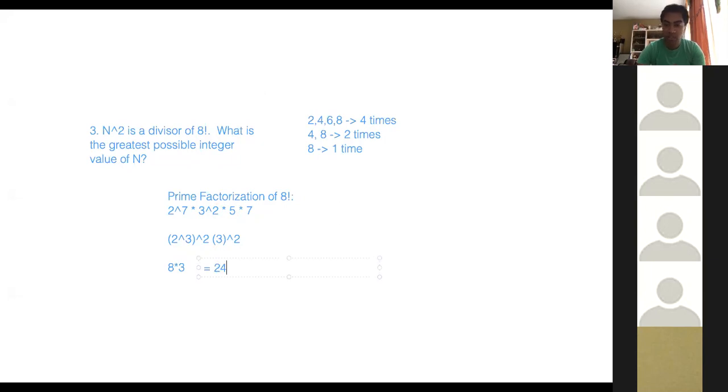So I think I saw some answers of 12. I think it was likely just missing that we could do an extra 2 here. You had the 3 and 2 factors of 2, but you can actually take 3 factors of 2, square it, get 6 factors of 2, and that still divides 8 factorial.